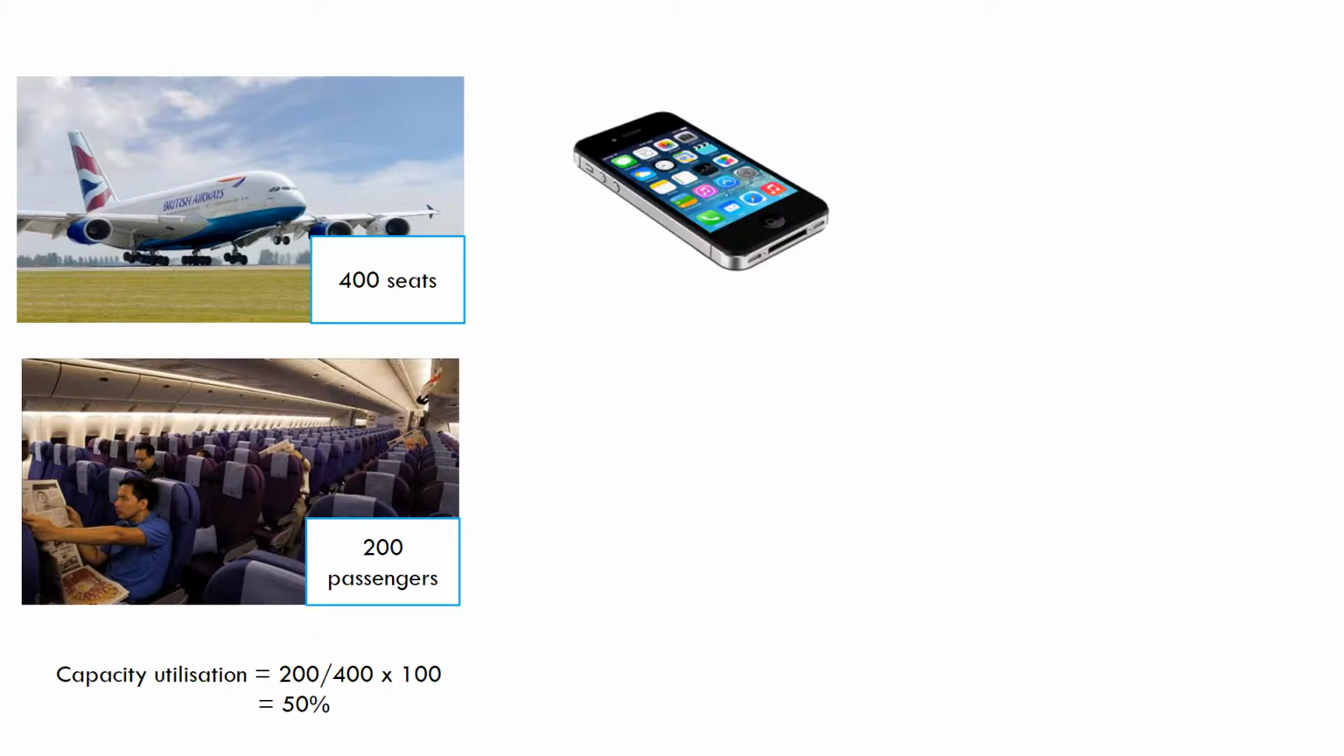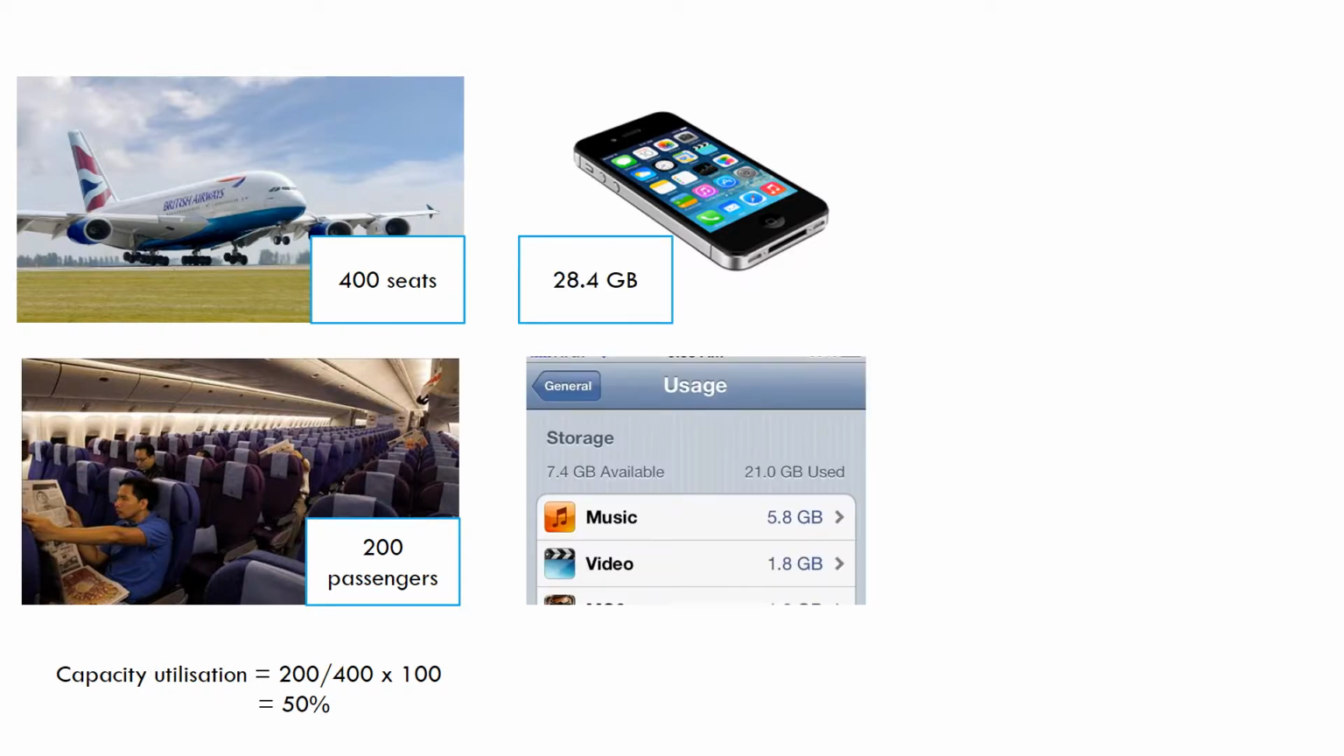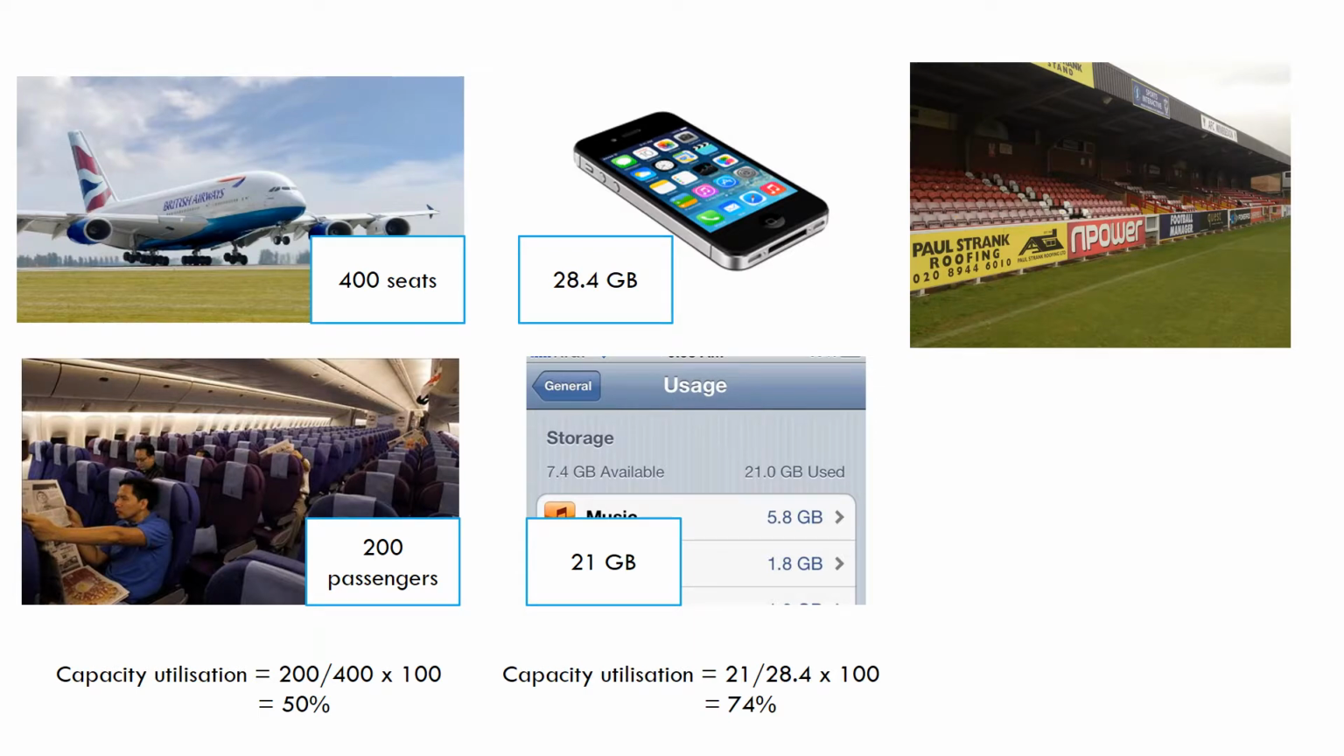Let's consider your mobile phone. What is the capacity? Maybe a certain number of gigabytes. What is the actual usage or storage you've got on there? Maybe 21 gigabytes. So what is the capacity utilisation? How much of the capacity of your phone is being used? 74%. Let's consider an amazing football stadium.